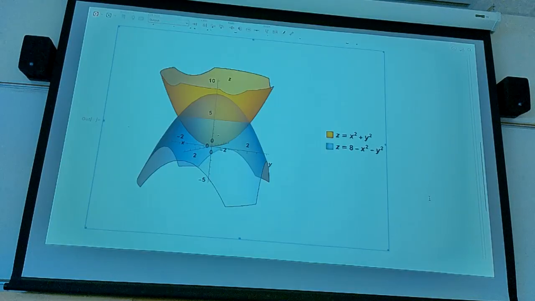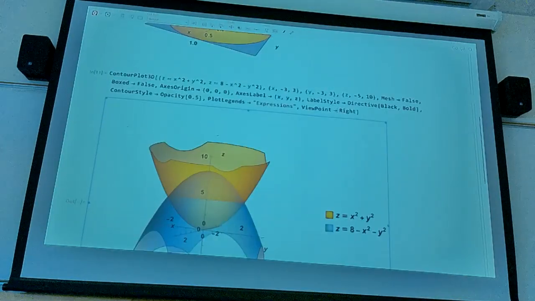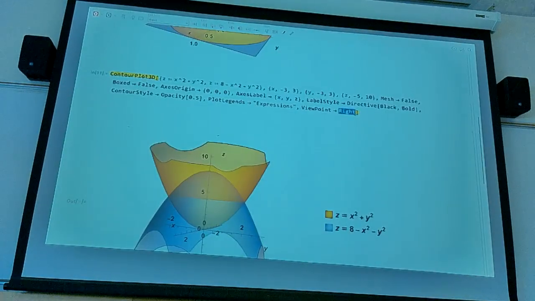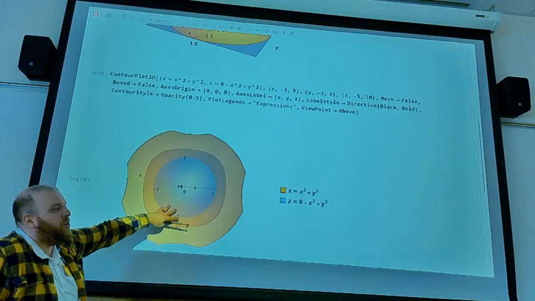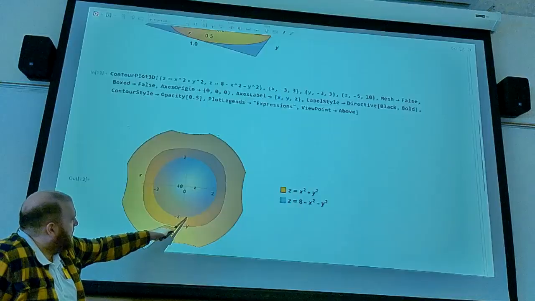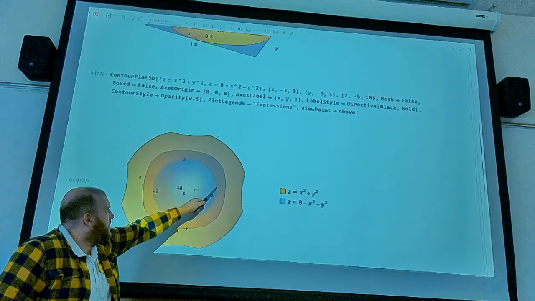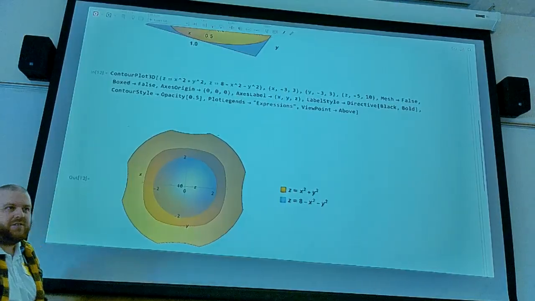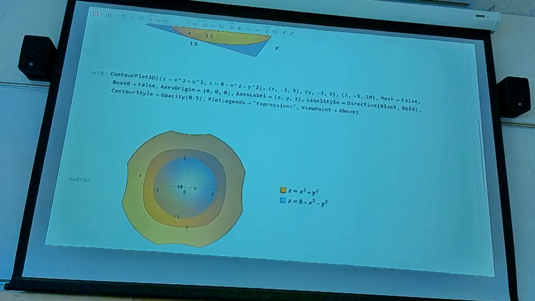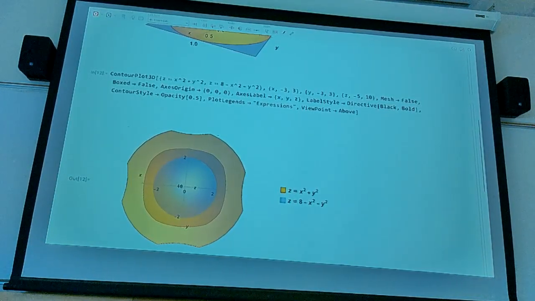I'm going to change the viewpoint now, to be from above. So now we're just looking down on the XY plane. A two-dimensional domain, the curve of intersection is a circle. Cylindrical, clearly your best bet. You have a polar two-dimensional domain with height.